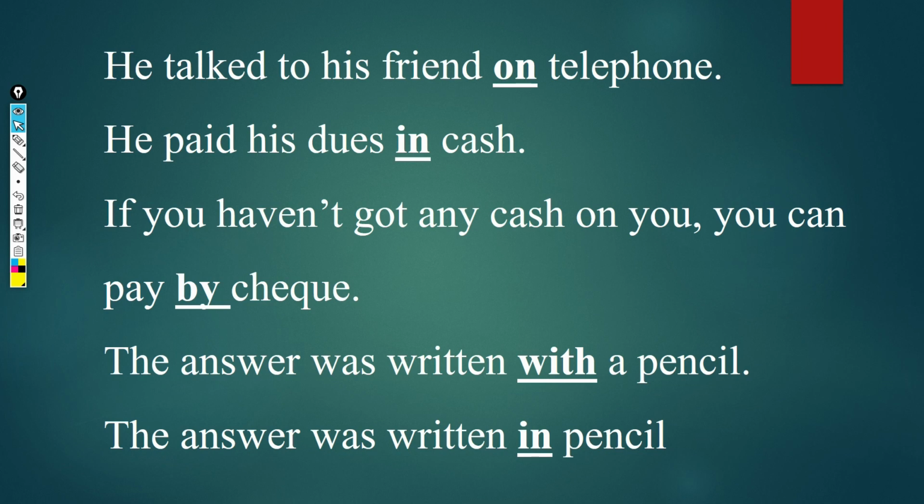Now, he talked to his friend on the telephone. He paid his dues in cash. If you haven't got any cash on you, you can pay by check. The answer was written with a pencil. The answer was written in pencil. So, what are the different kinds of prepositions that we have used? On, in, by, with, in.